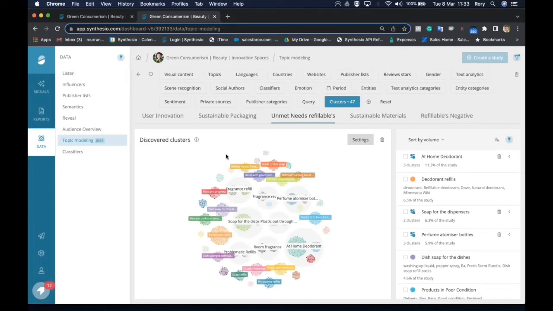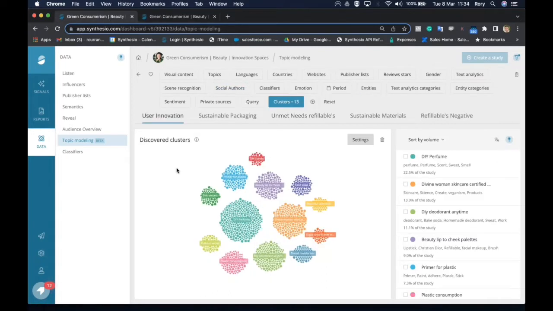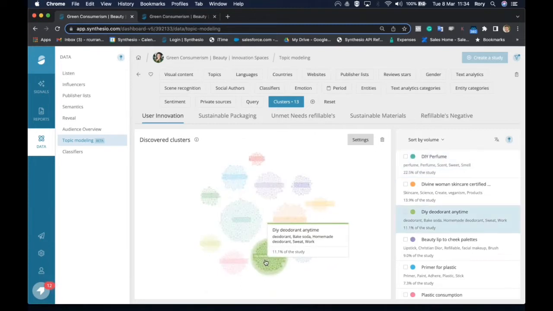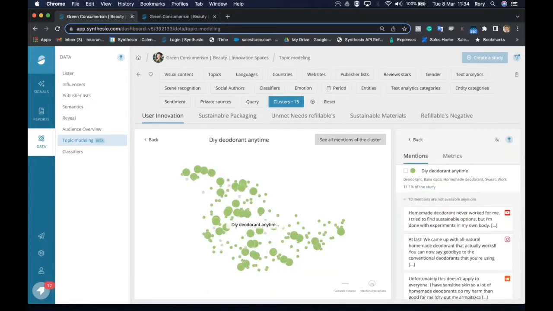I'm going to quickly jump back to the previous topic modeling study in which we're looking at user innovation. Again, as you'll see here, the most significant clusters tend to be focused on DIY. So we can see here that consumers are actually making their own perfume scents at home, as well as their own deodorant. Again, we can click through to this and we'll see the cluster in more granularity.